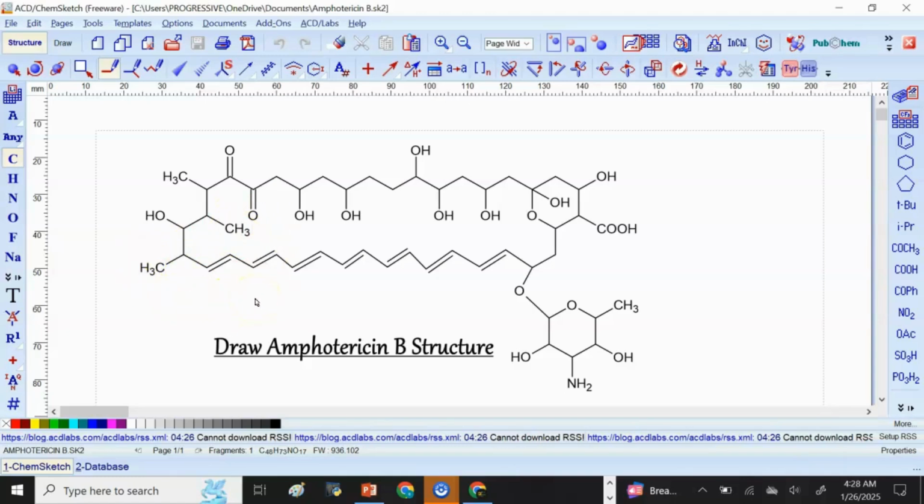And the difference between the amphotericin B structure and the nystatin structure is the polyenes that are present. 1, 2, 3, 4, 5, 6, 7. There are 7 polyenes in amphotericin B, while in nystatin there are only 6. The polyene at carbon 22 is absent. Okay, very good. So I will start drawing this structure now.